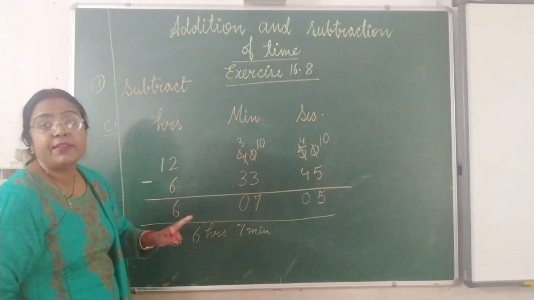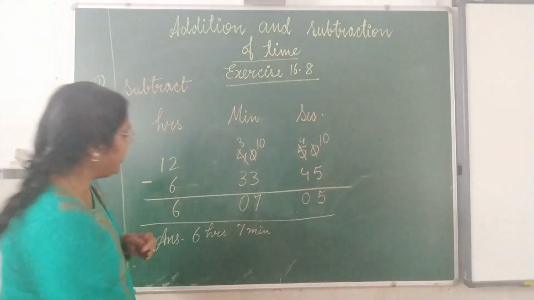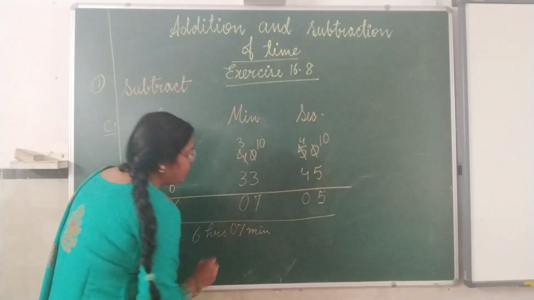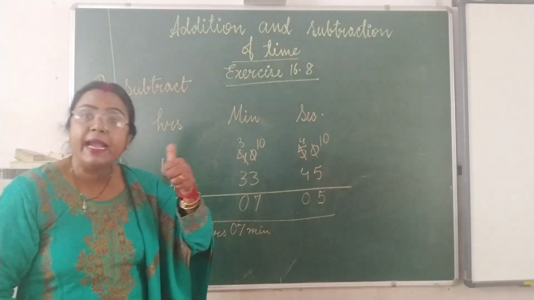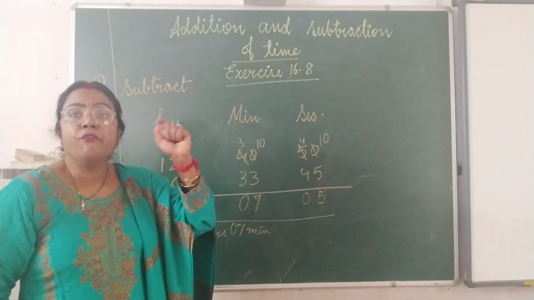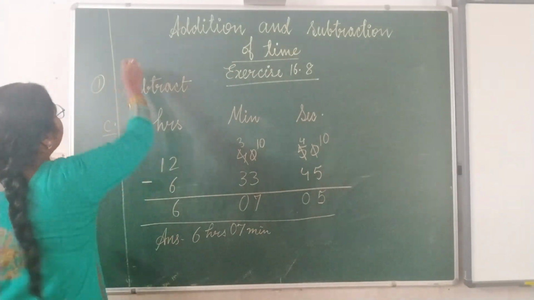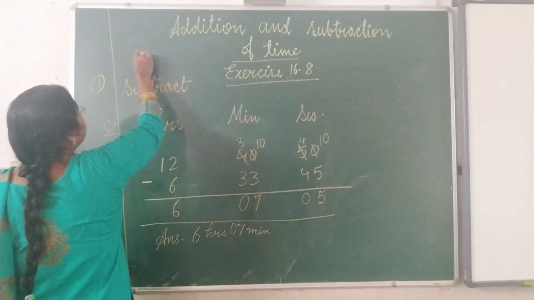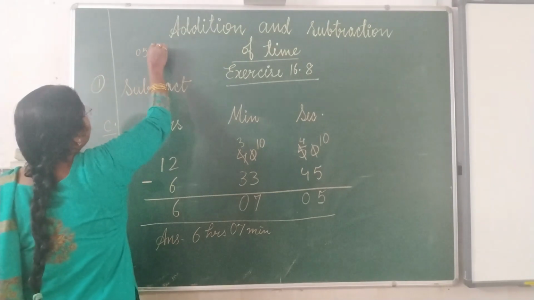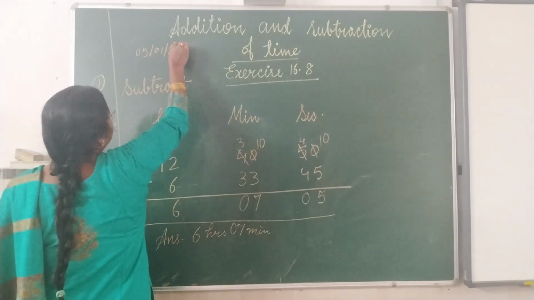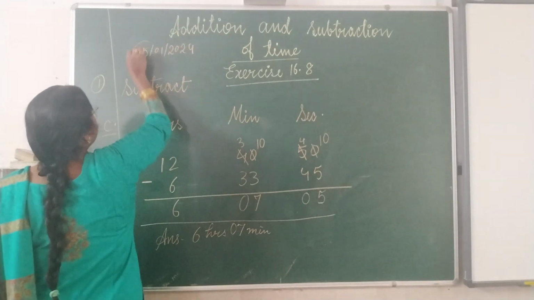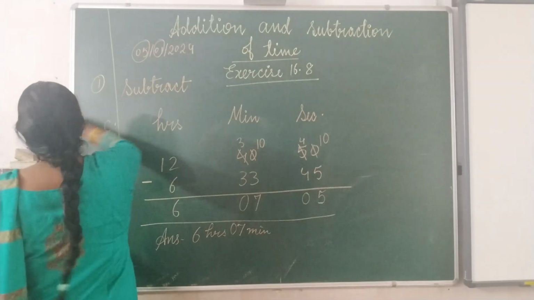Whenever writing 7 minutes, we will not write 7. We will write 07. As I told you earlier also, when you are writing the date, you will not write date 1, 2 like that. If for example, you are going to write the date for 5, now you will write 05, 01, 2024, because the number is having 2 digits.